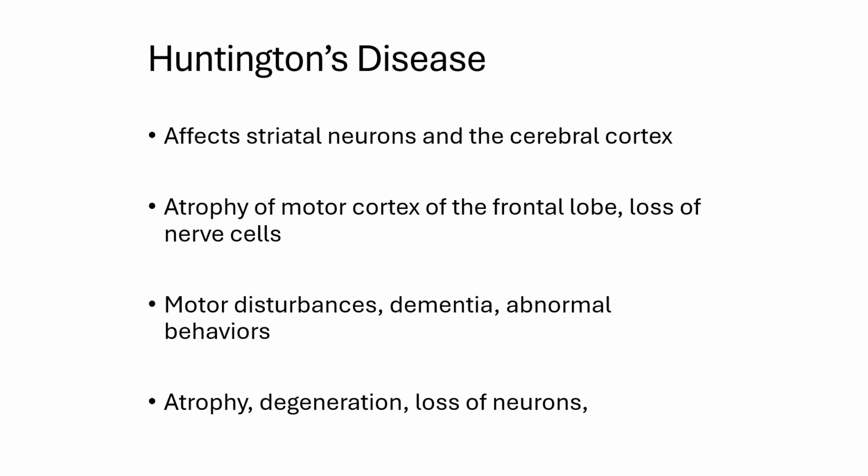Huntington's disease affects the striatal neurons in the cerebral cortex, atrophy of the motor cortex of the frontal lobe, and loss of nerve cells. Patients have motor disturbances, dementia, and abnormal behaviors, and they have atrophy, degeneration, and loss of neurons.